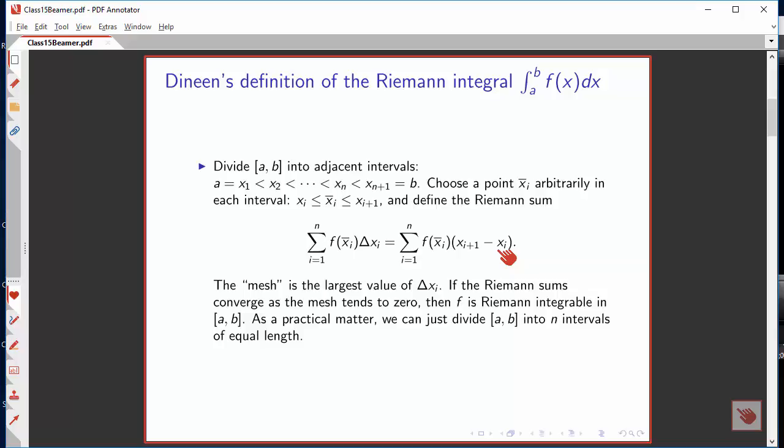There's no requirement that all these intervals be equal in width. The standard term for the largest width that you find is the mesh. So as the mesh gets smaller and smaller, in many cases these Riemann sums converge, and what they converge to doesn't depend on the rule for selecting x_i bar. If that happens, we say that f is Riemann integrable on that closed interval. As a practical matter, it's standard to make the intervals all be equal in length, but there's no requirement of that.